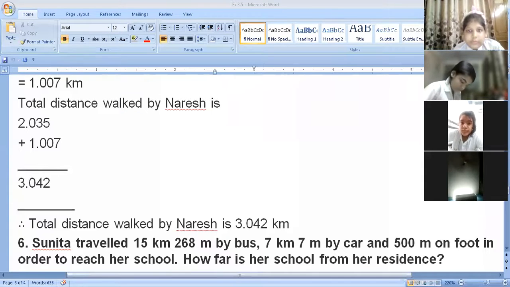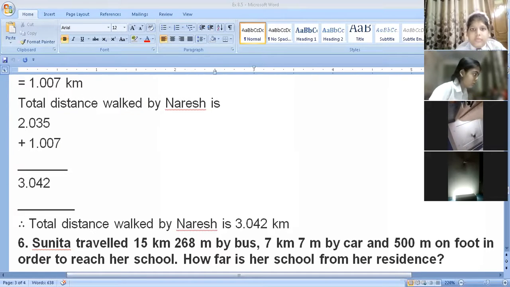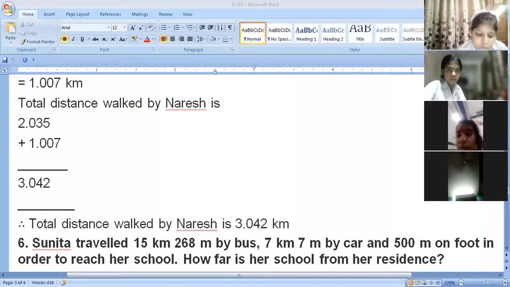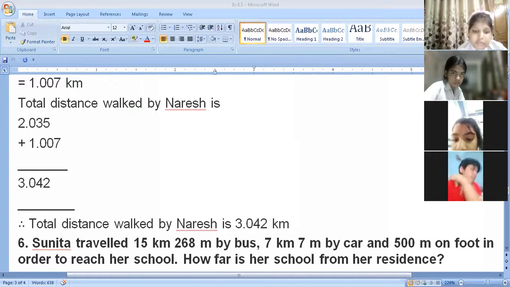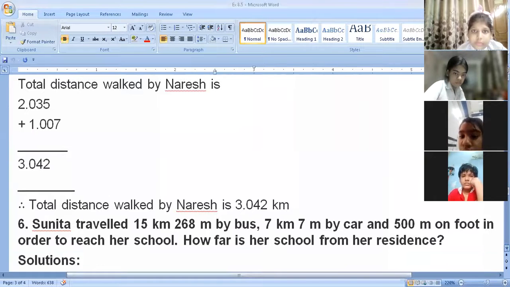So she is walking 15 kilometer, 268 meter by bus, 7 kilometer, 7 meter by car, and 500 meters on foot to reach the school. So from house to school, we have to tell the distance. So what we are going to do here? Ma'am, plus. First tell me what we are going to do here: addition, subtraction, multiplication, or division. Tanishq, Ma'am, Radhu, right? Additions. Yes, we are going to add the numbers here.